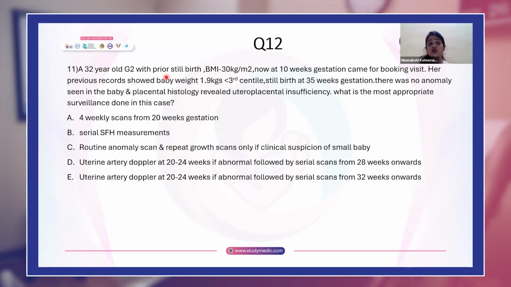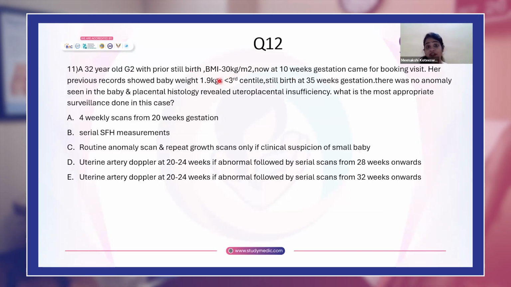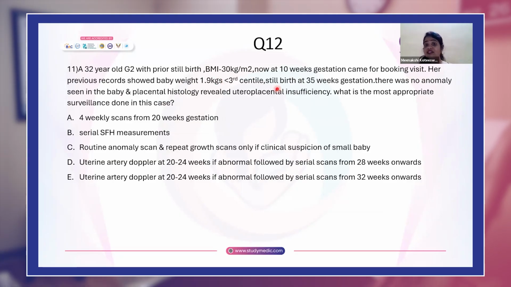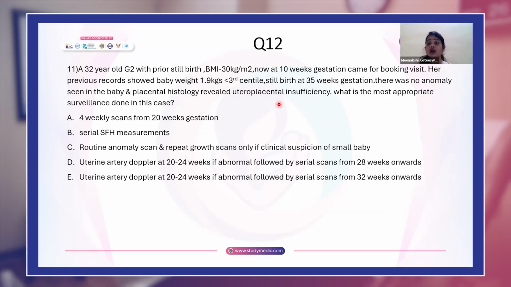A 32-year-old G2 with a prior stillbirth, BMI of 30, now at 10 weeks of gestation, comes for a booking visit. Her previous records showed that the baby weighed 1.9 kilos, less than the 3rd centile, with stillbirth at 35 weeks, and there was no anomaly scan in the baby. Placental histology revealed uteroplacental insufficiency. What is the most appropriate surveillance in this case?